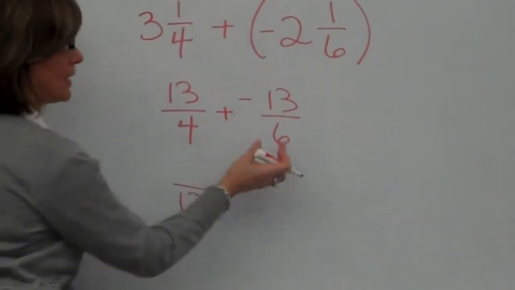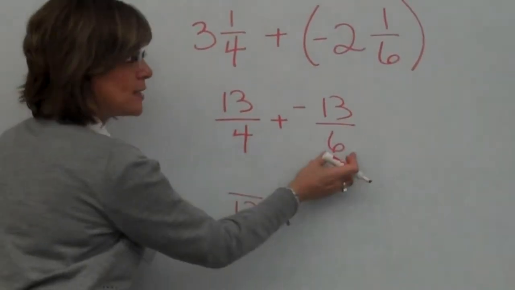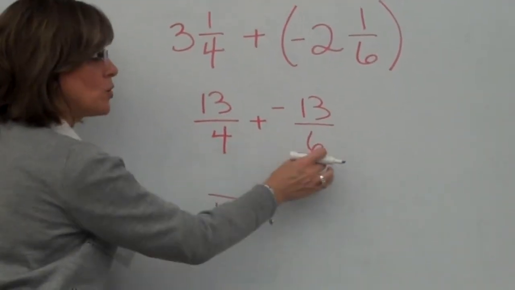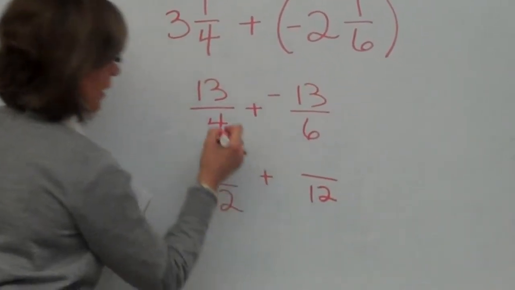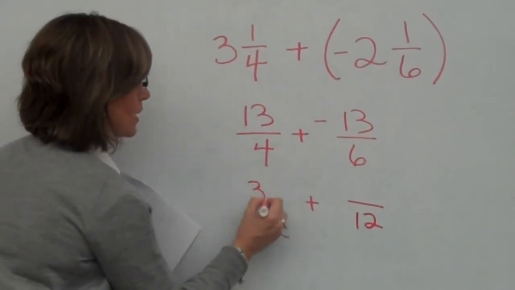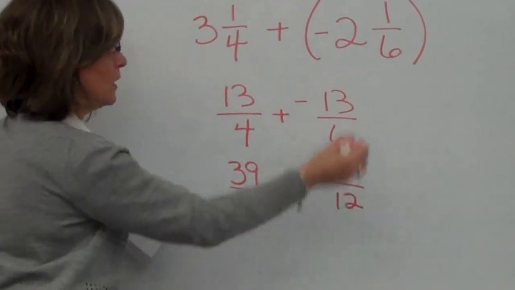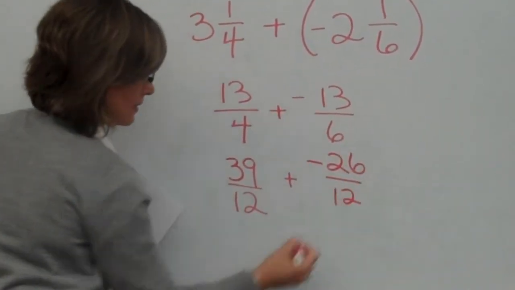What I do is I take the bigger number, 6, and I do its multiples. Does 4 go into 6? No. I go to the next one, 12. Does 4 go into 12? Yes. So that is my common denominator. 4 times 3 is 12. 13 times 3 is 39. 6 times 2 is 12. 13 times 2 is negative 26.